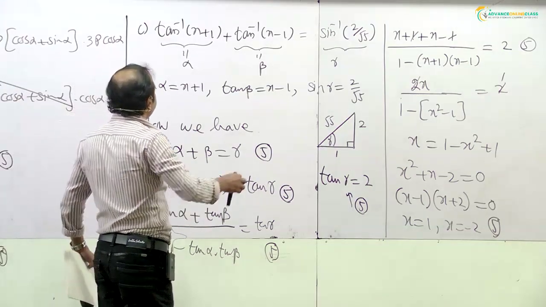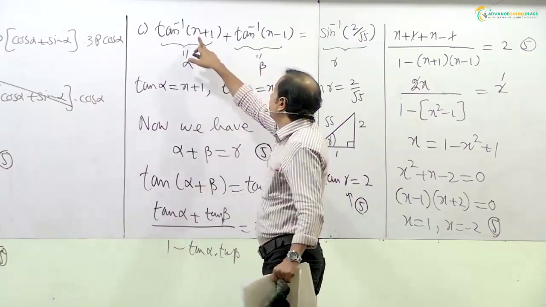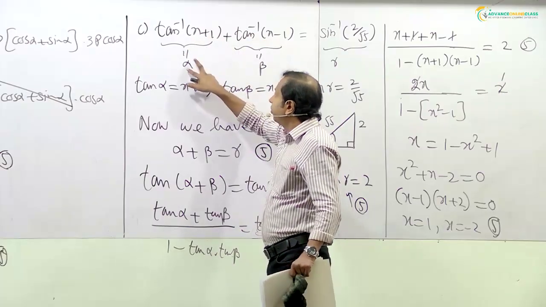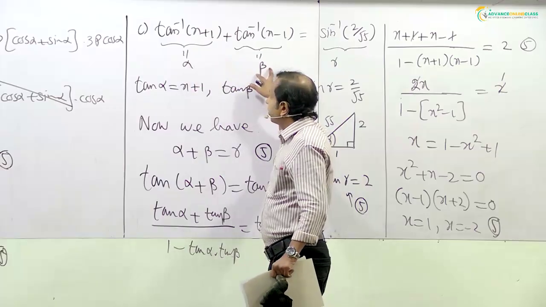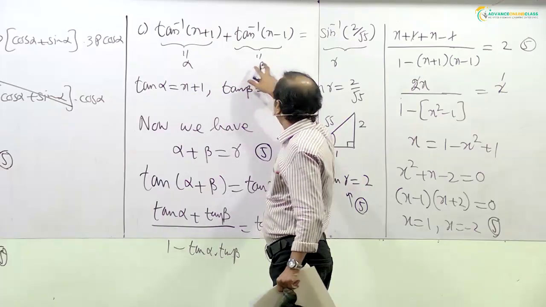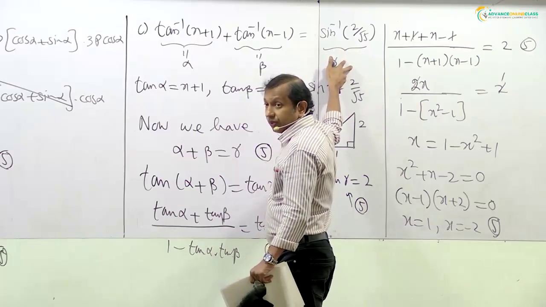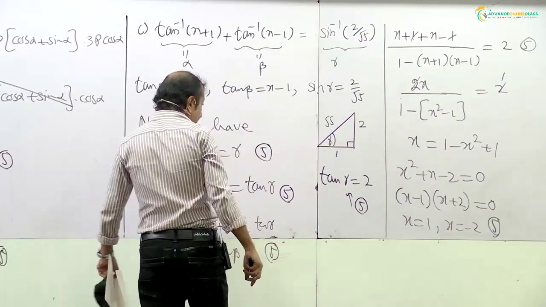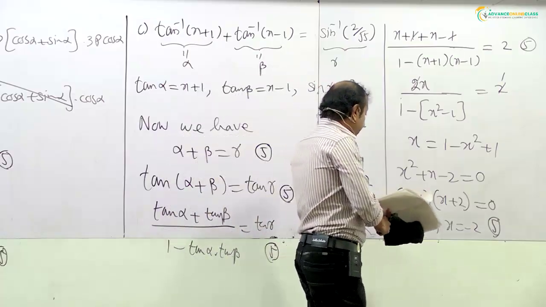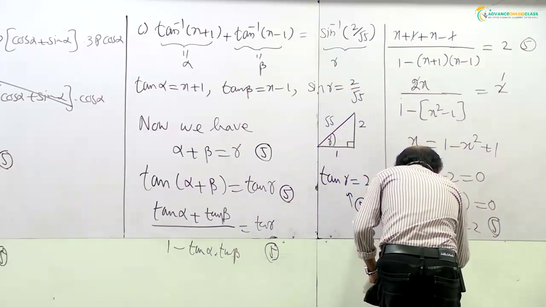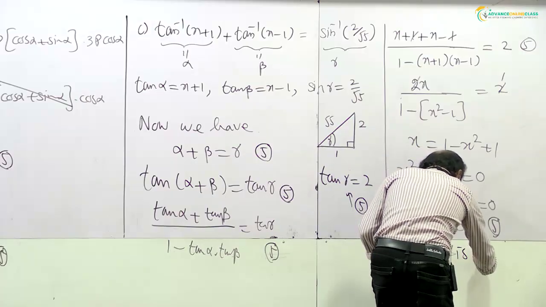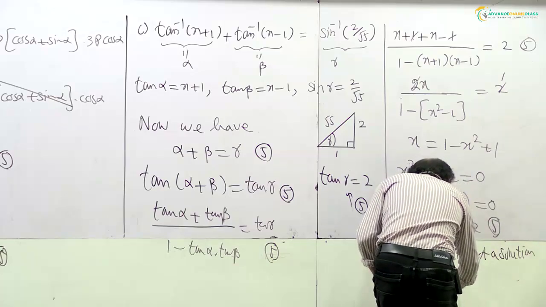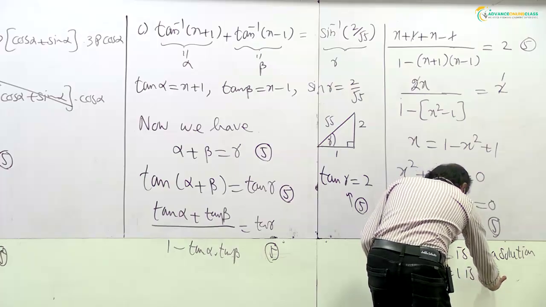Now, when you take x equals minus 2, then tan α is negative and tan β is negative, so both angles α and β become negative. But on the right hand side, this angle is a positive angle. A negative angle can never be equal to a positive angle. Therefore, x equals minus 2 we reject. This is impossible; x equals minus 2 is not a solution. Therefore, x equals 1 is the solution.